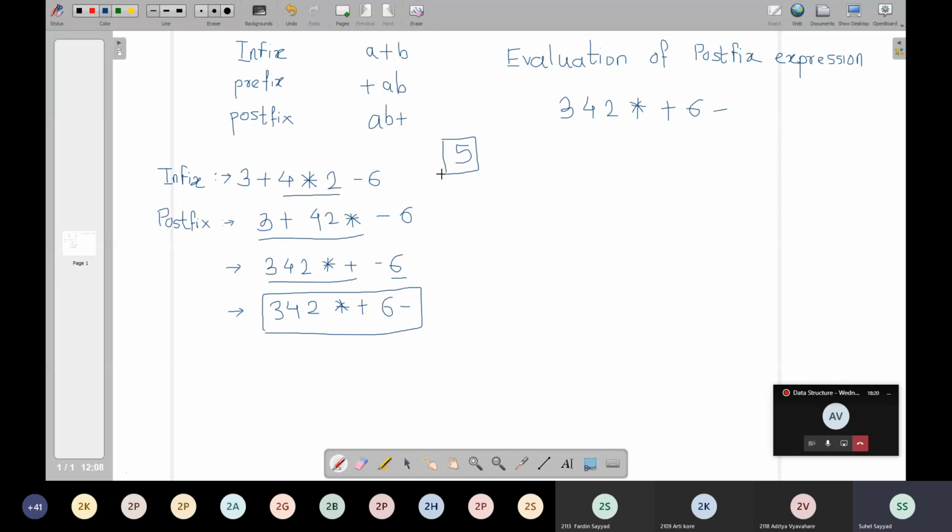Now how did I get this 5? By solving this infix expression. But now what you need to do in this problem is that you are not given the input as an infix expression. Your input to the problem is a postfix expression, and you need to evaluate this postfix expression to get the answer of the original infix expression. Are you getting this? So the input to this problem is the postfix expression.